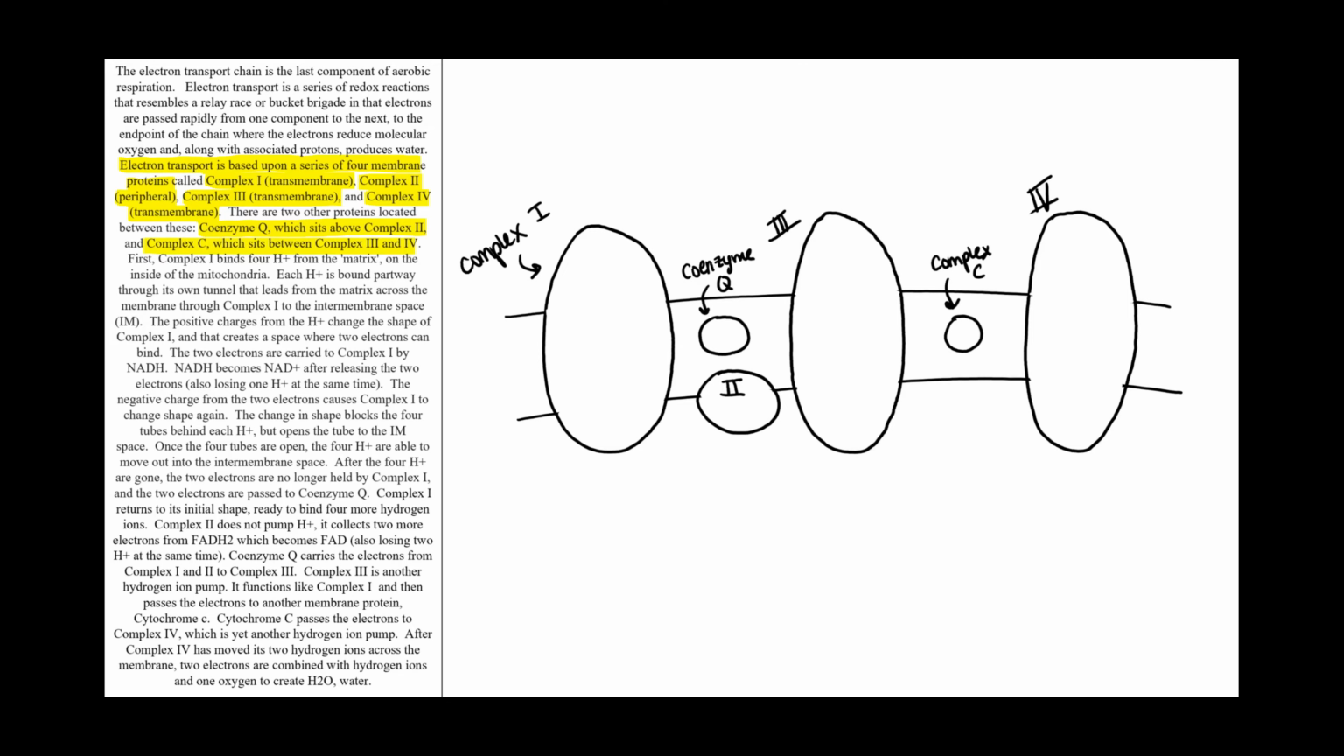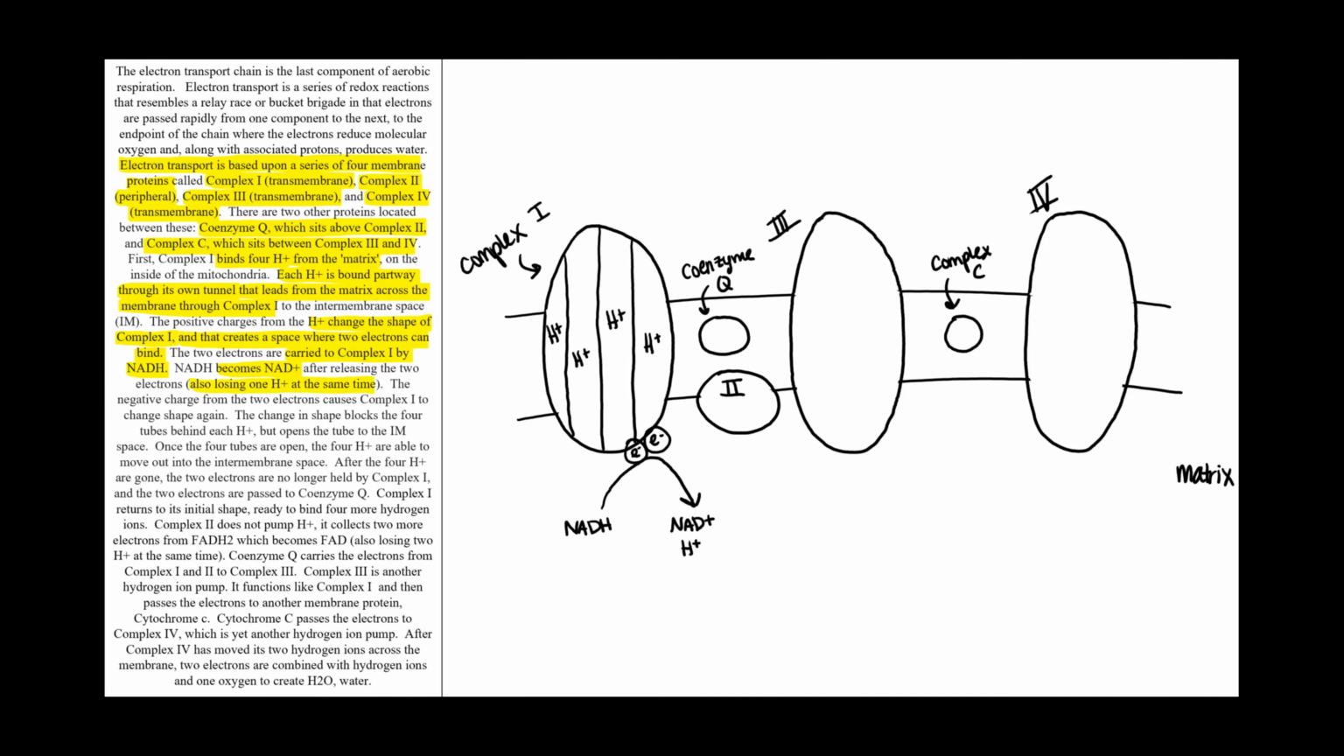Now that our proteins are drawn, we can begin to outline the electron transport chain. The passage says complex 1 binds 4 hydrogen ions from the matrix, but before we show the hydrogen ions, let's label the matrix here. Now we can read forward and see that there are 4 tunnels with hydrogen ions bound partway through, and draw that. Now, 2 electrons can bind, so we'll represent those in circles and draw an arrow to show NADH donating those electrons and becoming NAD+ and losing a hydrogen ion.